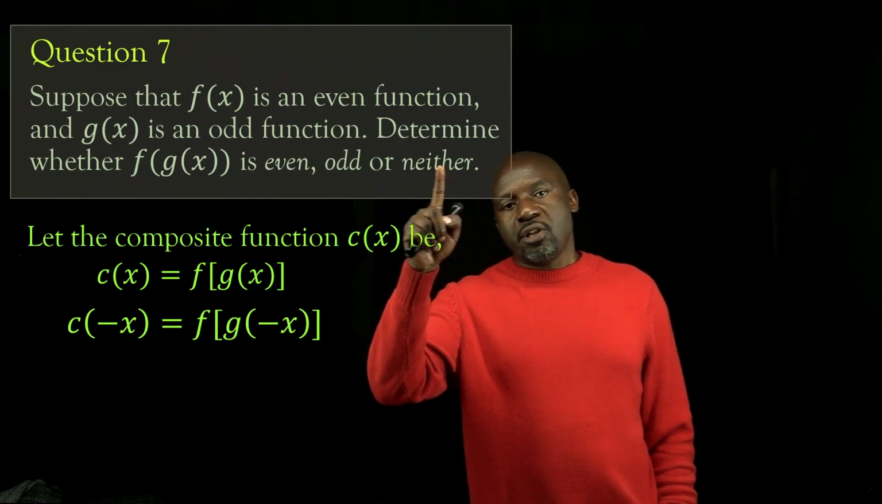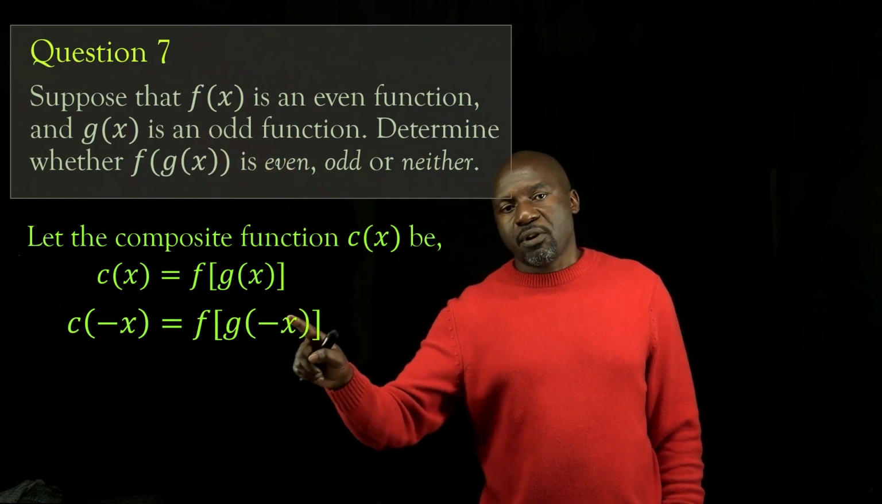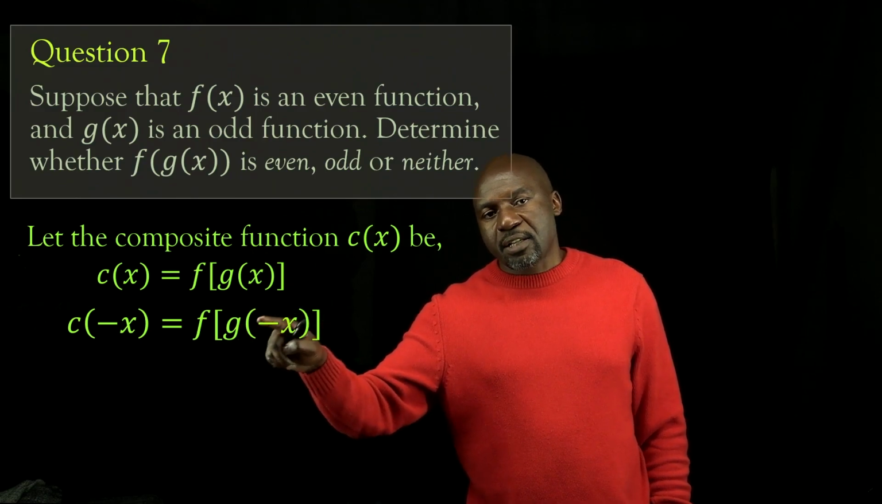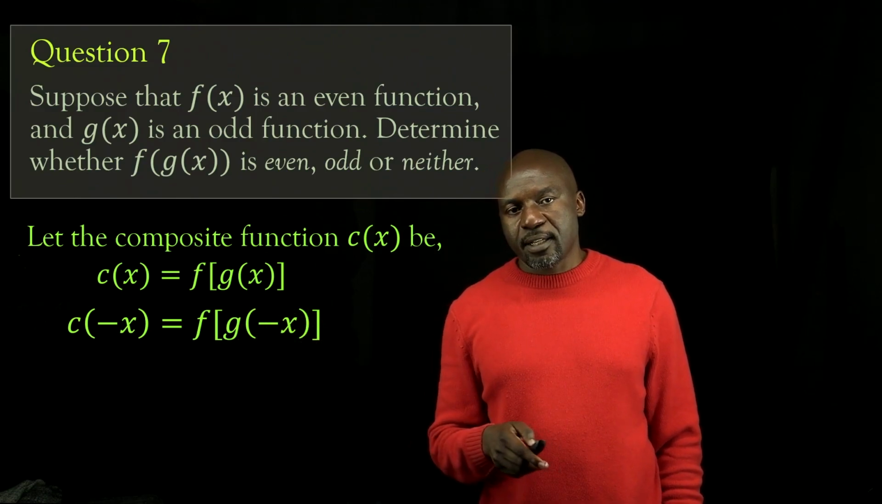But wait, g of x is an odd function. So if g of x is an odd function, then g of negative x must be the negative of g of x.